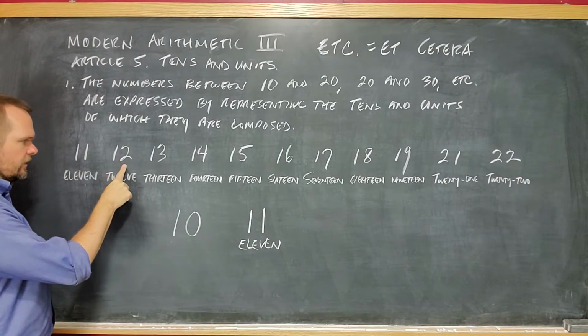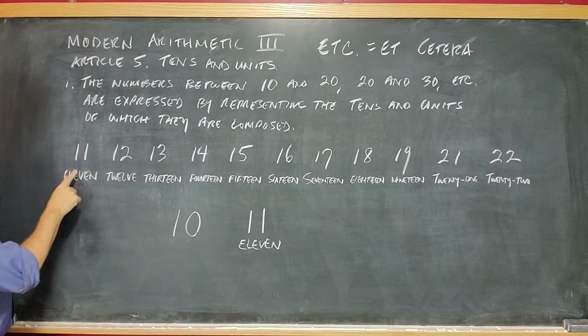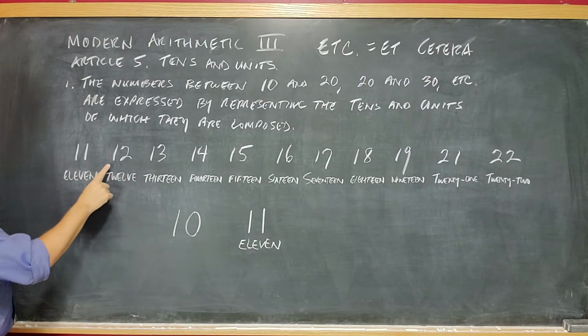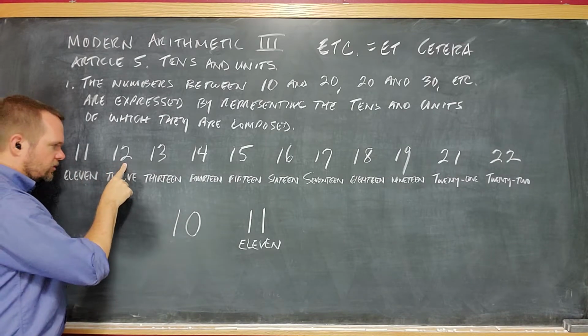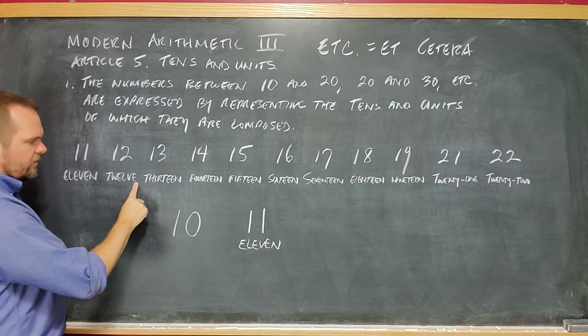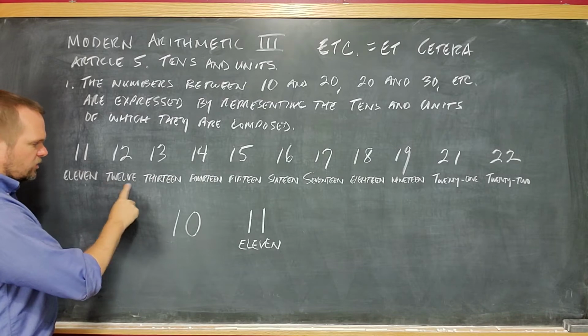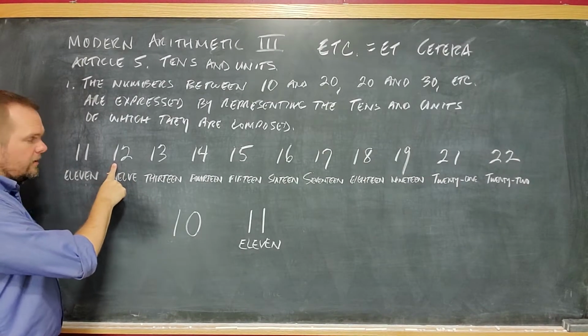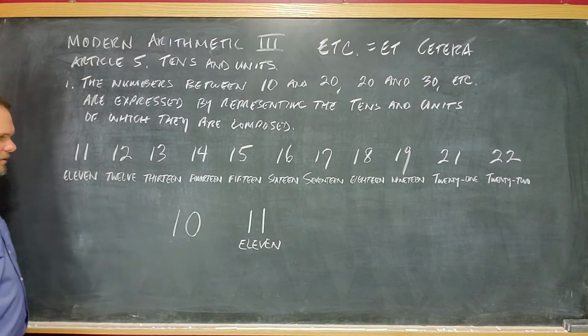1 ten and 2 units. In 11, we have 1 ten and 1 unit. If we add 1 more unit, we'll have 1 ten and 2 units. And this is how we write the number 12. The number 12 consists of 1 ten and 2 units.